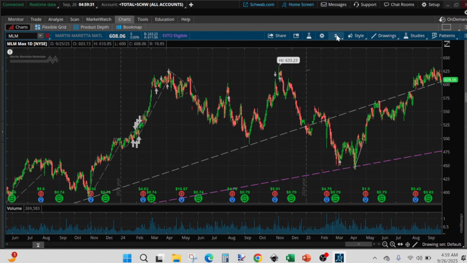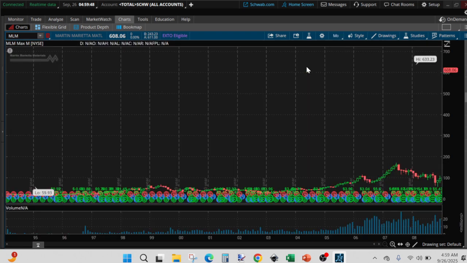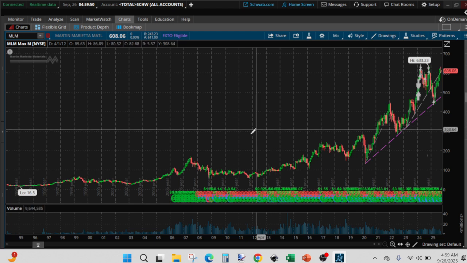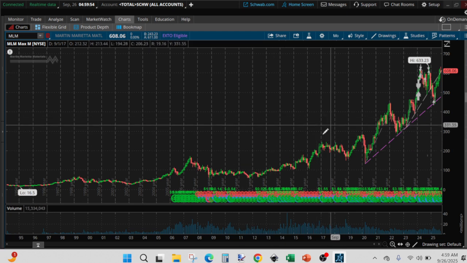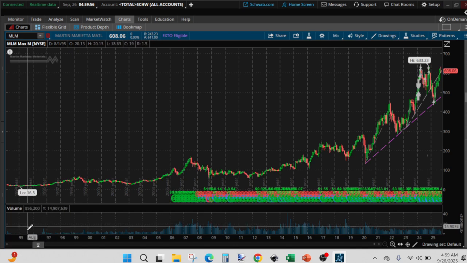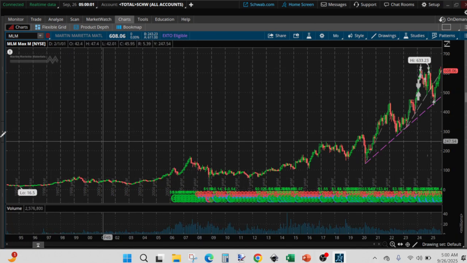So when you are doing the analysis though, here we are using the Thinkorswim platform, which is free if you have Charles Schwab. And the only thing I use it for is to analyze charts. If I want to buy or sell a stock, I go to my Charles Schwab account to do it there. But it's good to use maximum monthly chart. By using that, you'll have the chart very small, and you'll have multiple years in front of you, and you can just have a feel for the chart.